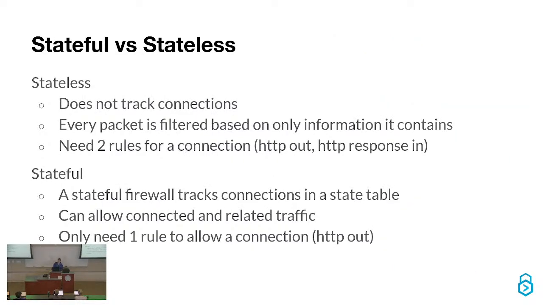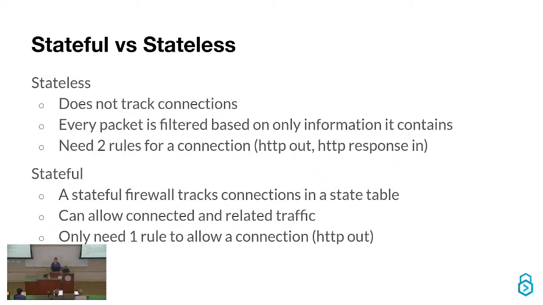So stateful versus stateless. Stateless firewall rules don't track connections, so that means every packet that I talked about earlier is filtered based only on the information it contains. So when it gets a packet, it looks at the IP address, looks at the protocol, looks at the port, and then makes a decision. In order to form a connection, like to get a website, you would need two rules for that connection. One for the HTTP request going out and one for the response coming back in.